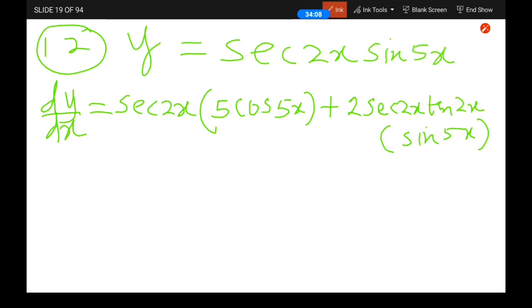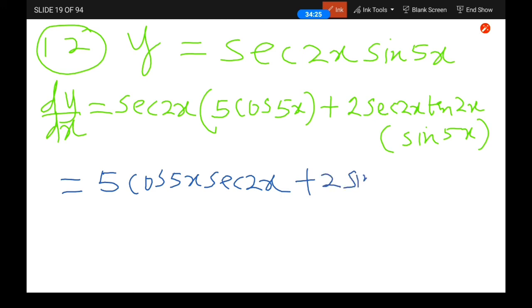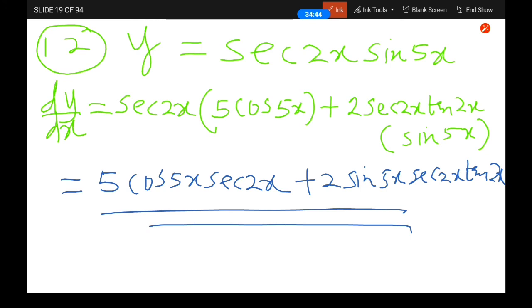Good. And that will now be all together 5 cos 5x sec 2x plus 2 sine 5x sec 2x tan 2x, right? What is common? Nothing is common, so we can say that that will be the answer in this case as well.